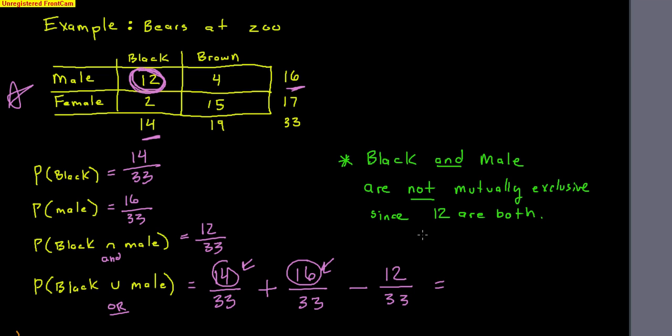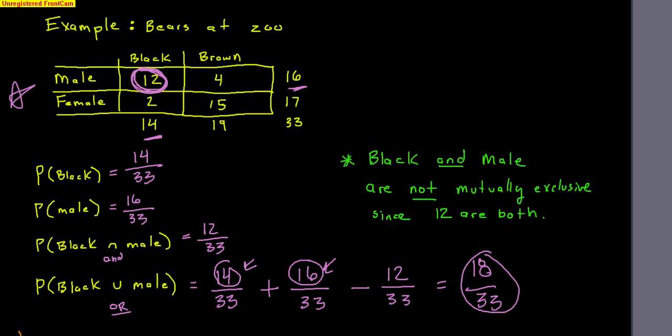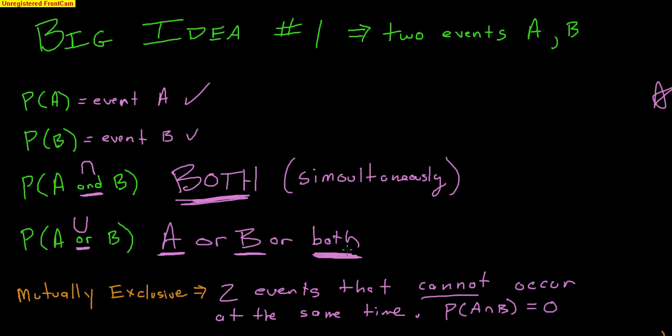So that leaves me with, when I do my math here, I already have a common denominator, so 14 plus 16 minus 12 gives me 18 out of 33 bears. Now, these 18 out of 33 bears are black or male or both. All 18 bears are accounted for there, all right? So hopefully that makes a lot of sense. Now, I'm going to come back here for a second because I want to add something to this rule, right?